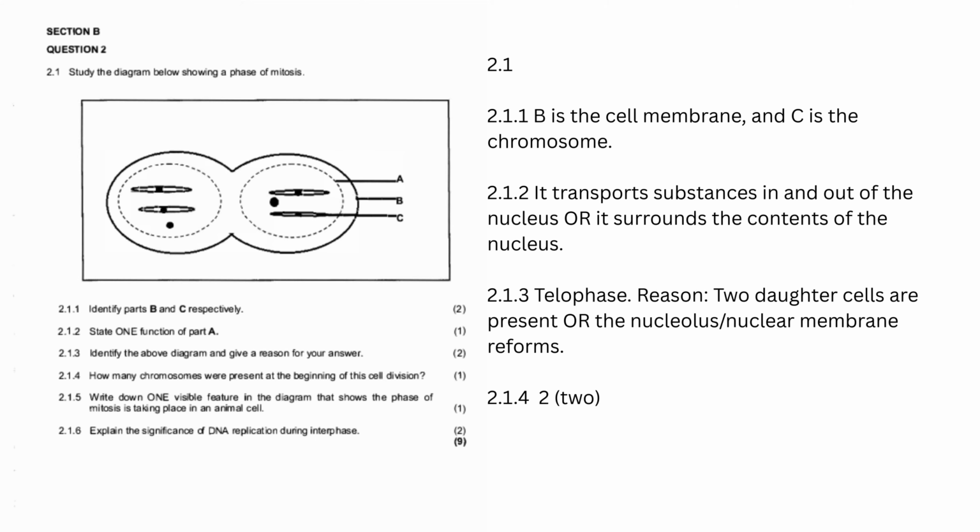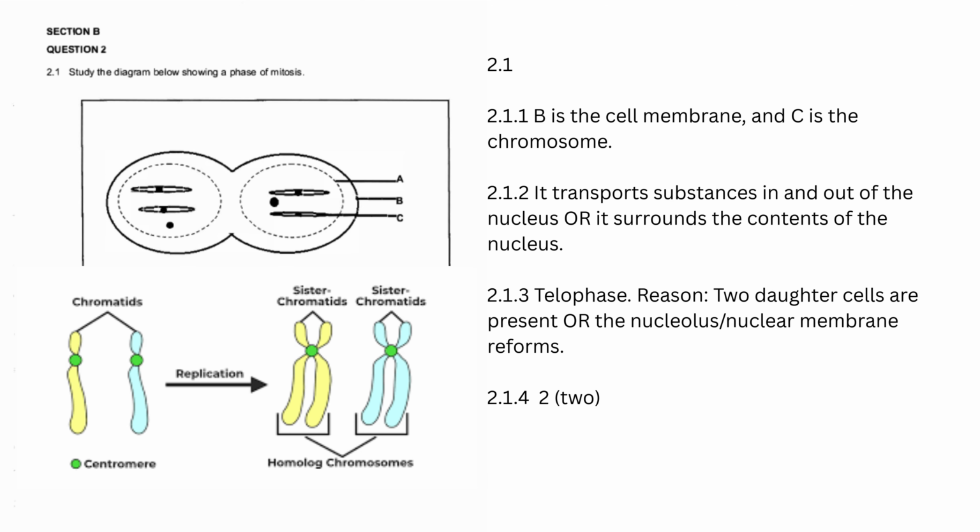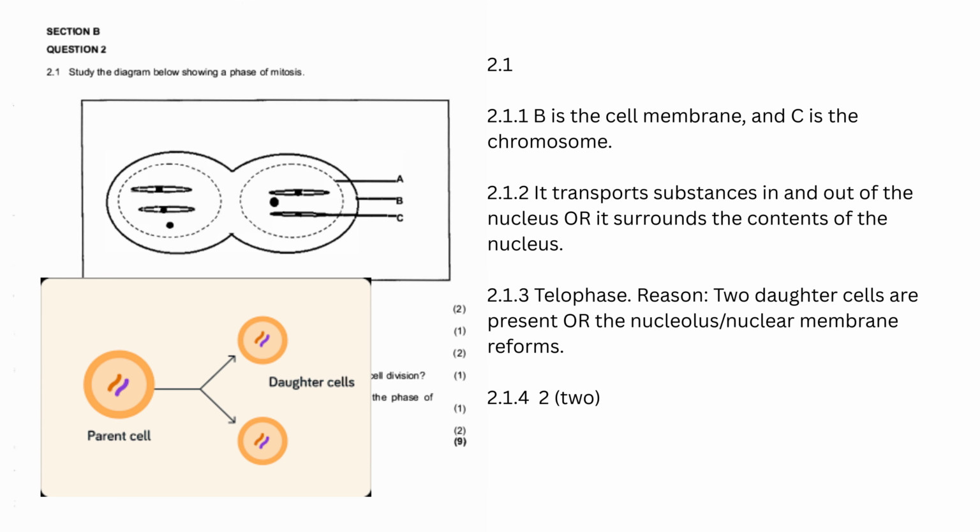Because mitosis is a process that creates identical copies, the daughter cells must have the exact same number of chromosomes as the original parent cell. So if there are 2 now, there must have been 2 at the start.